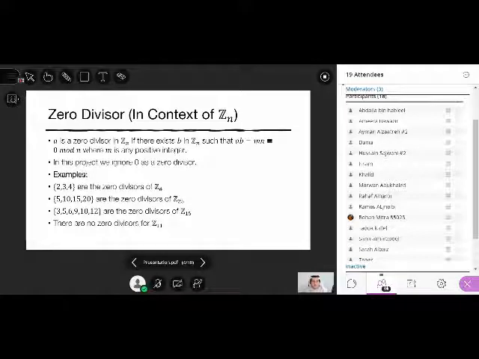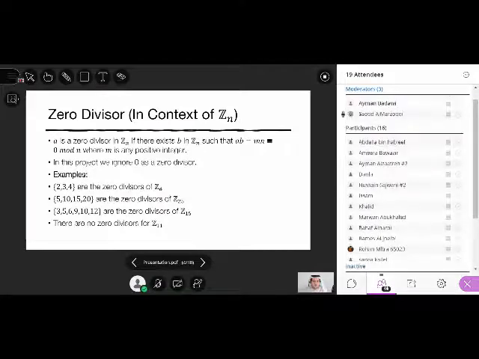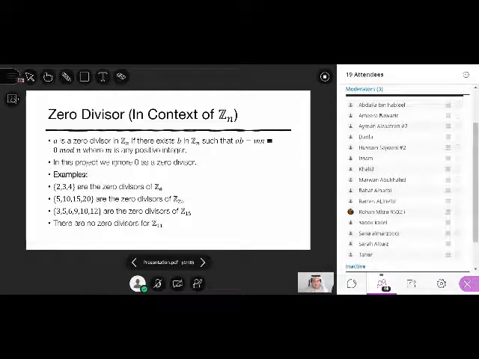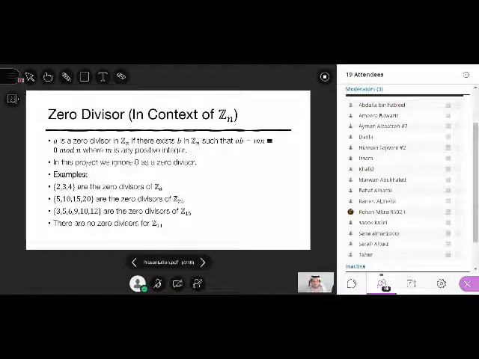Let's go for the Z15. Zero divisors: 3, 5, 6, 9. And again, if someone has noticed, 15 is 3 times 5, and the set is all multiples of 3 and 5 less than 15. Now, finally, there's something that I need to really focus on: there are no zero divisors for Z11. In fact, if you take any prime number, there are no zero divisors for its Z mod prime.